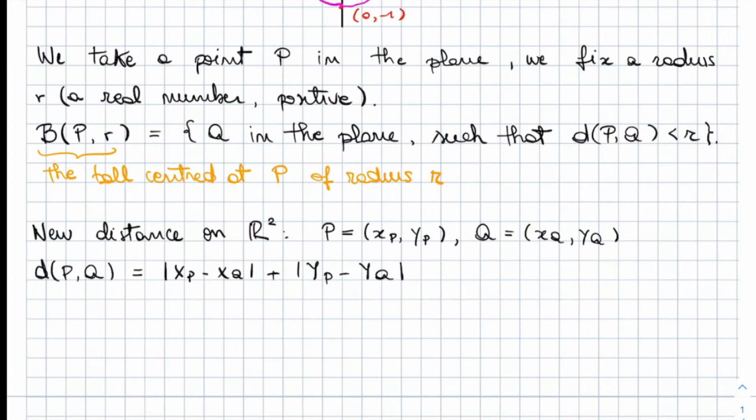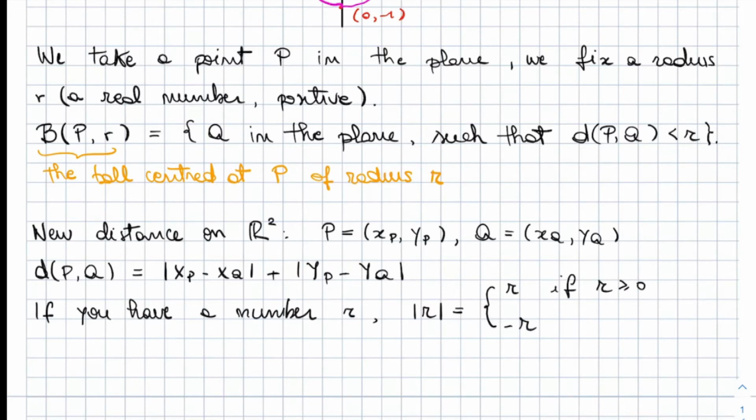Recall the definition of the absolute value: if you have a number r, then the absolute value of r is equal to r if r is bigger or equal than 0, and to minus r if r is smaller than 0. So for example, the absolute value of 3 is 3, while the absolute value of minus 3 is minus minus 3, which is 3 once more.